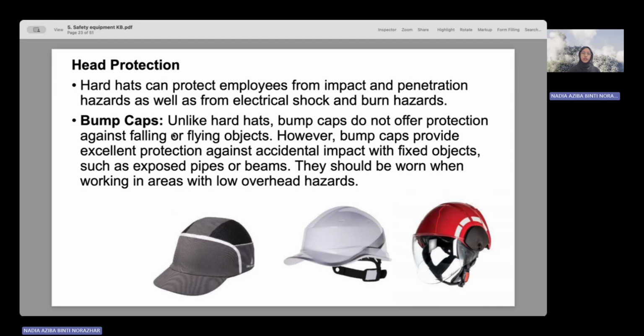Next is head protection. Hard hats can protect employees from impact and penetration hazards as well as from electric shock and burn hazards. There are also bump caps. Bump caps, unlike hard hats, do not offer protection against falling or flying objects. However, bump caps provide excellent protection against accidental impact with fixed objects such as exposed pipes or beams. They should be worn when working in areas with low overhead hazards.